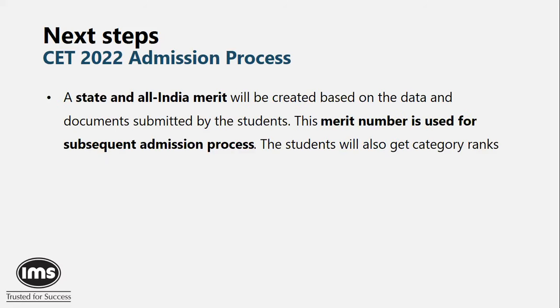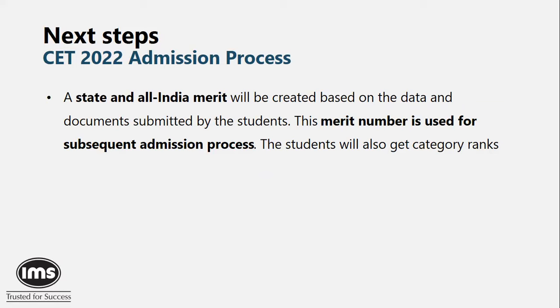From there, a state and all India merit list will be created. So here there are two types of lists that they produce. One is a state list and there is an all India merit list. Also, there is a provisional merit list which will be released. And in case there are any changes to that, they will be making those corrections and there will be a final merit list which will be announced.